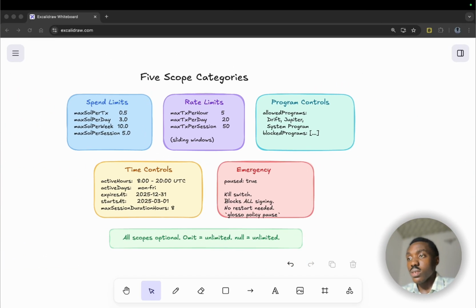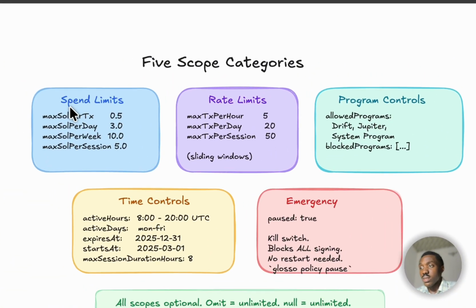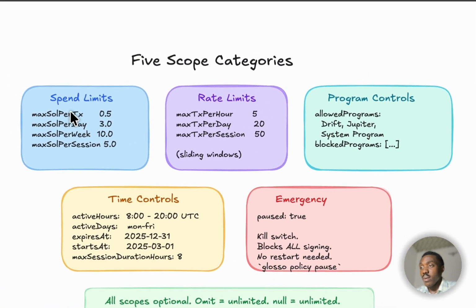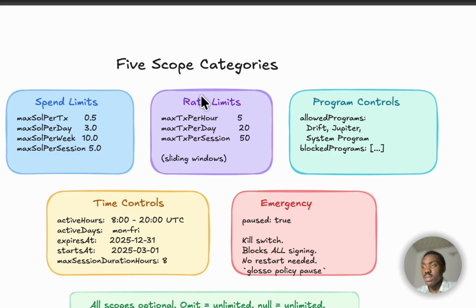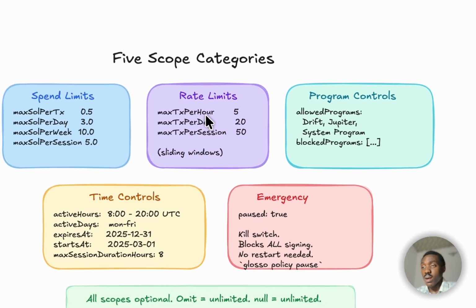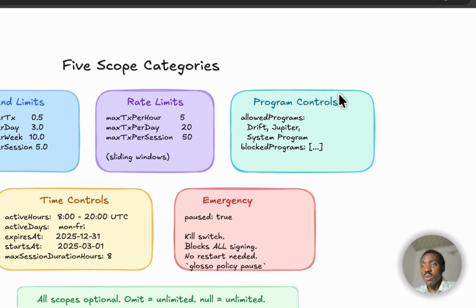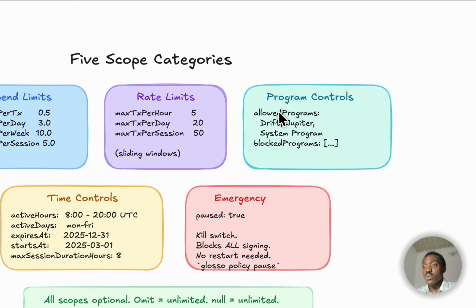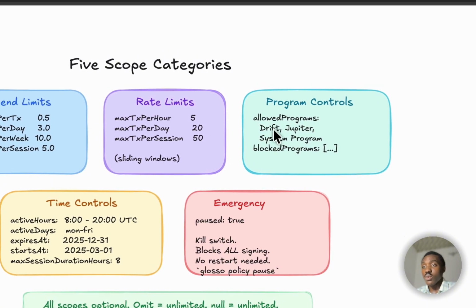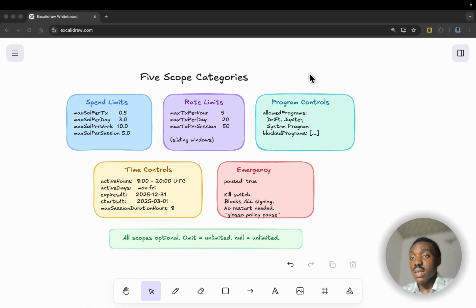Our 5 scope categories include spend limits, which can be maximum SOL per day, per TX, per week, per session. We also have rate limits, max transactions per hour, per day, per session. We also have program controls. You can define programs that you want the AI agent to interact with only. You can also block certain programs, denying it access to those programs.